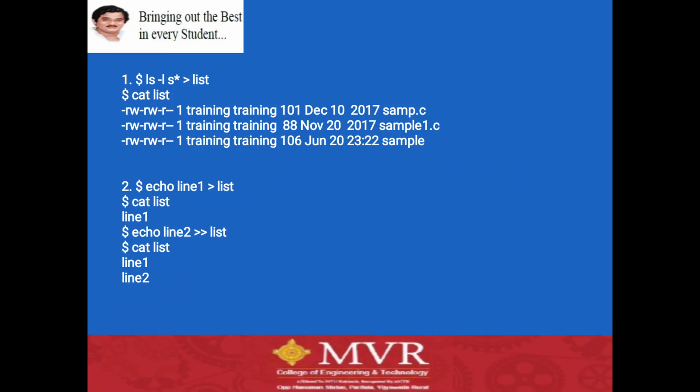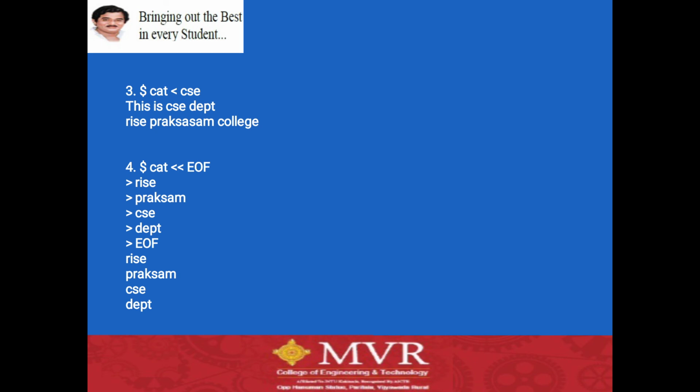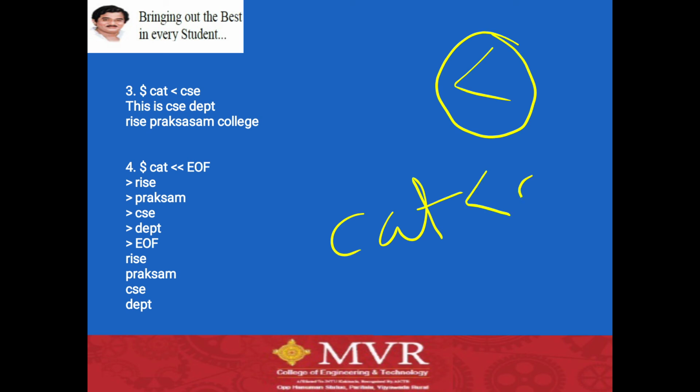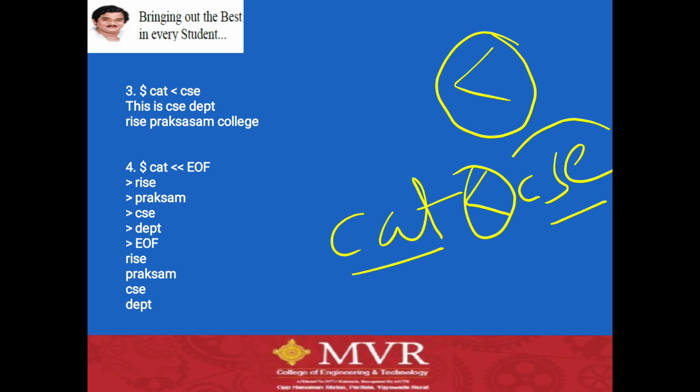Okay, then the third case is the less than symbol. As I told you, it takes the input from any file, except from the keyboard. So if you write cat less than csc, it is nothing but cat csc. Even without using the less than symbol you get the same. What is cat csc? Cat csc means you are going to display the contents of the csc file. Whatever content the csc file contains will be displayed on the screen.